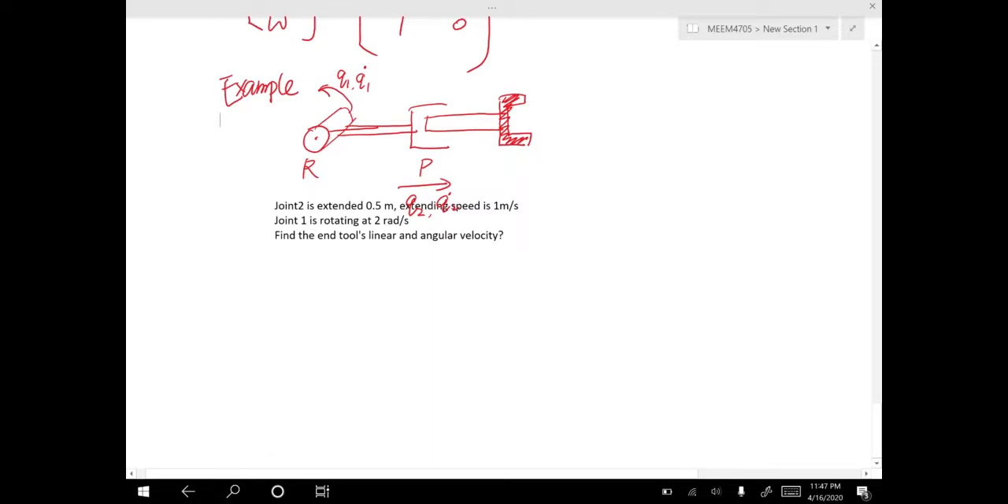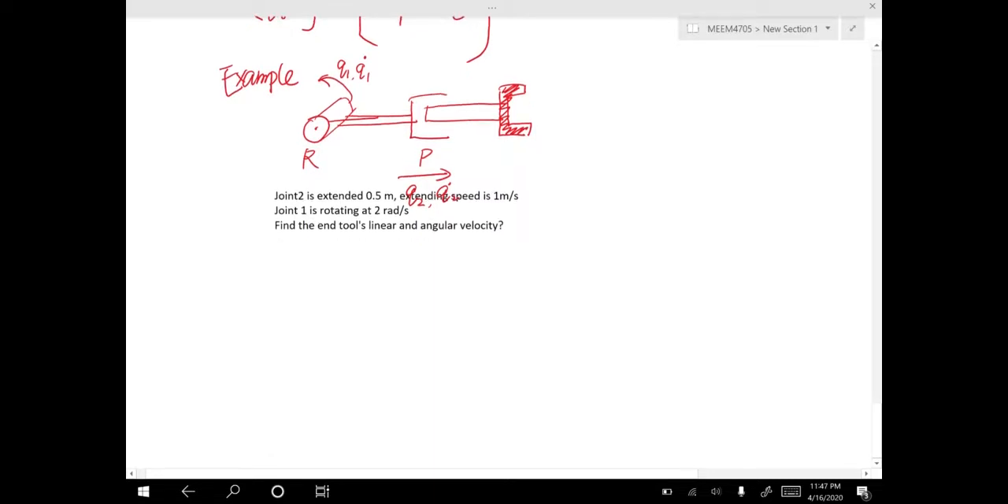Now in this real number question, we know that joint 2 is extended 0.5 meter, and the extending speed is 1 meter per second. And joint 1 is rotating at 2 radians per second. So the question is to find the end tool's linear and angular velocity.